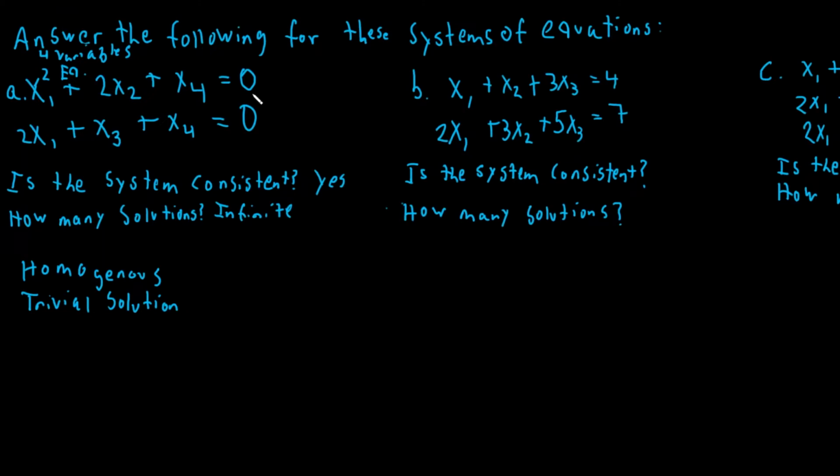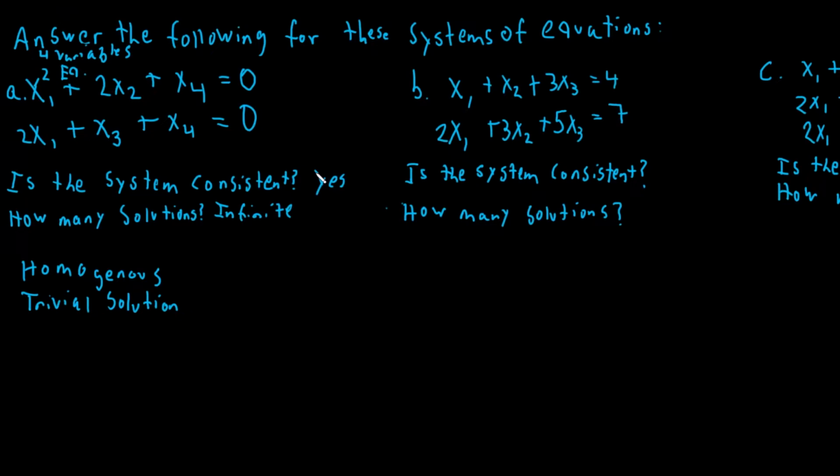Every single homogeneous system of equations has at least one solution. Or in other words, it's consistent. So since this is a homogeneous system of equations, it is consistent. Since this homogeneous system of equations has more variables than equations, then it has infinite solutions.